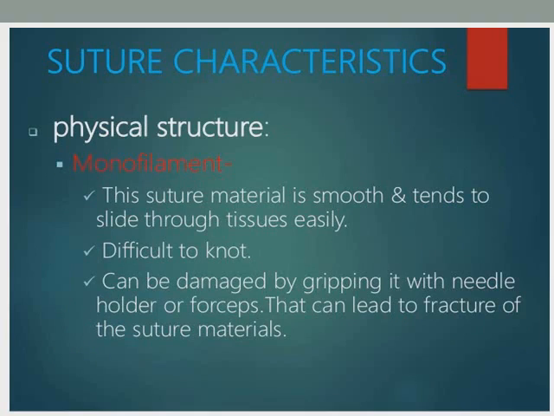Suture characteristic عندنا ال physical structure اللي هي monofilament و multifilament. المونوفيلامنت this suture material is smooth and tends to slide through tissues easily. هي تكون smooth وراح تنغرز بسهولة خلال التشوز مالت السكن. Difficult to knot راح بصعوبة راح يصير بها عقدة. Can be damaged by gripping it with needle holder or forceps. إذا كمشناها بالنيدل هولدر راح يصير بها قطع للsuture material that can lead to fracture of the suture materials.